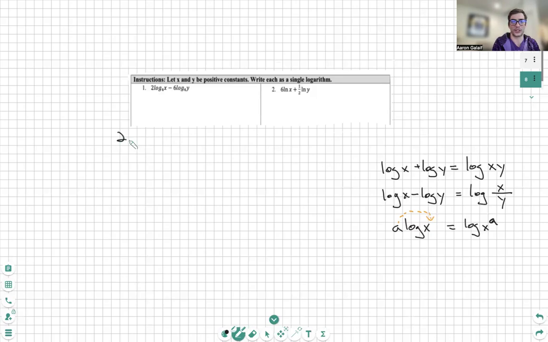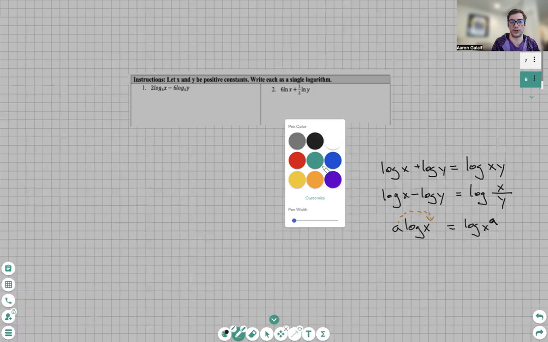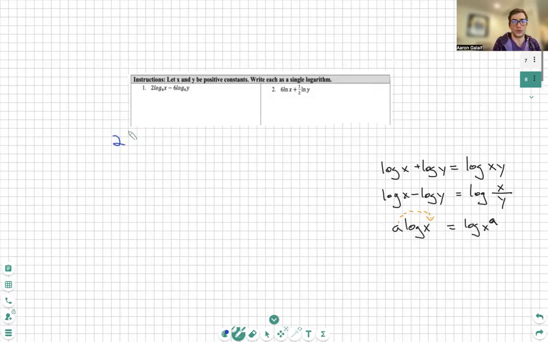We're going to rewrite just so it's a little bigger and a little clearer. So 2 log base 4 of x minus 6 log base 4 of y. An important thing that we talk about is that these logs need to have the same base if we are going to condense them. That is very important for all of these rules.